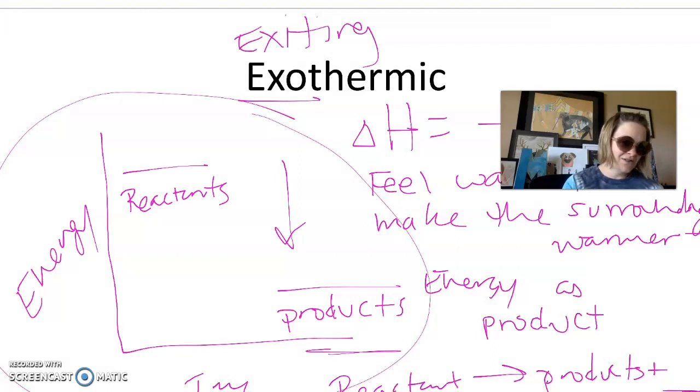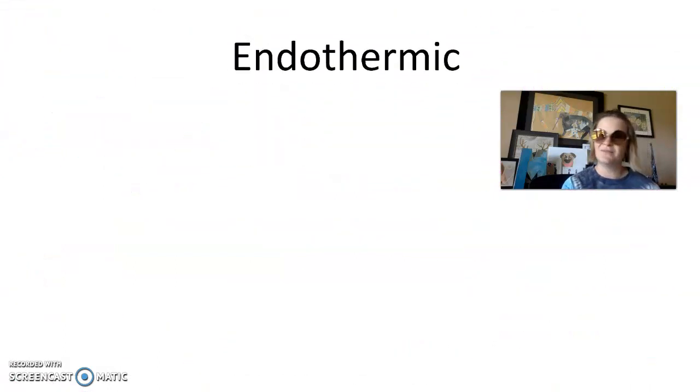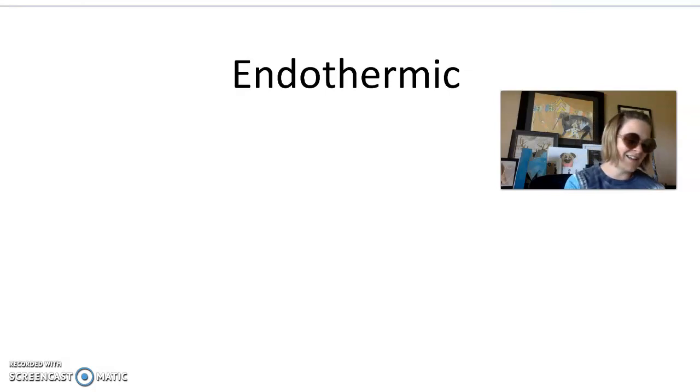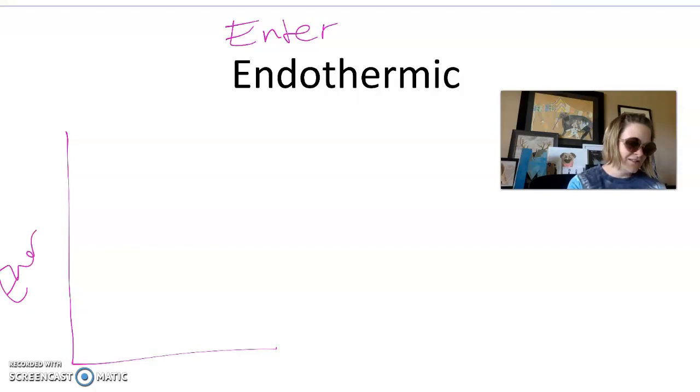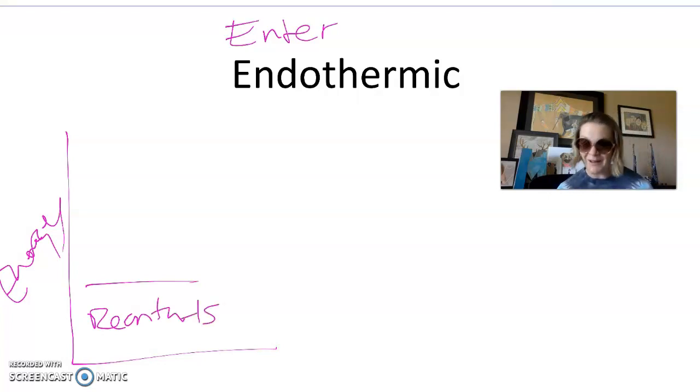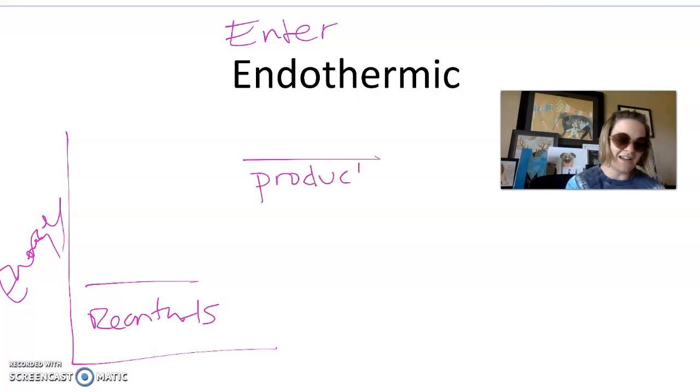If I asked you to draw this for an endothermic reaction, this is a reaction in which energy has to enter the system. It would literally just be flipped. So here's our energy. Our reactants would be down here, and then to make the products, you'd have to add energy to it. So the products in an endothermic reaction are higher in energy. So the change in energy, or the change in enthalpy, for this reaction would be positive.